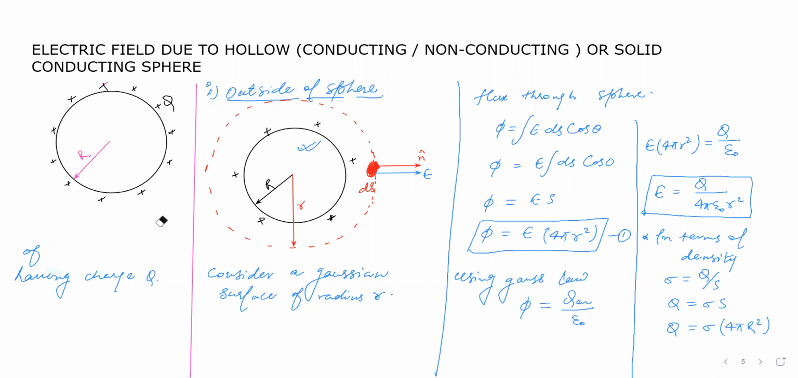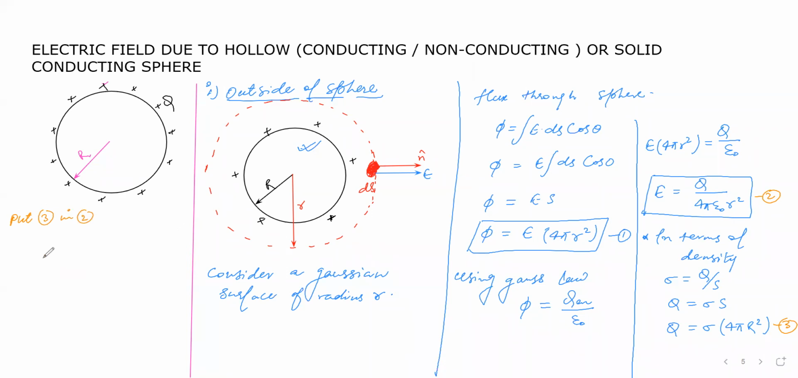Look at this part. We have Q is equal to sigma 4 pi R square, where capital R is the radius of the sphere. Now this is your equation 1, this is your equation 2, and consider this equation 3. Put your value of 3 in 2.